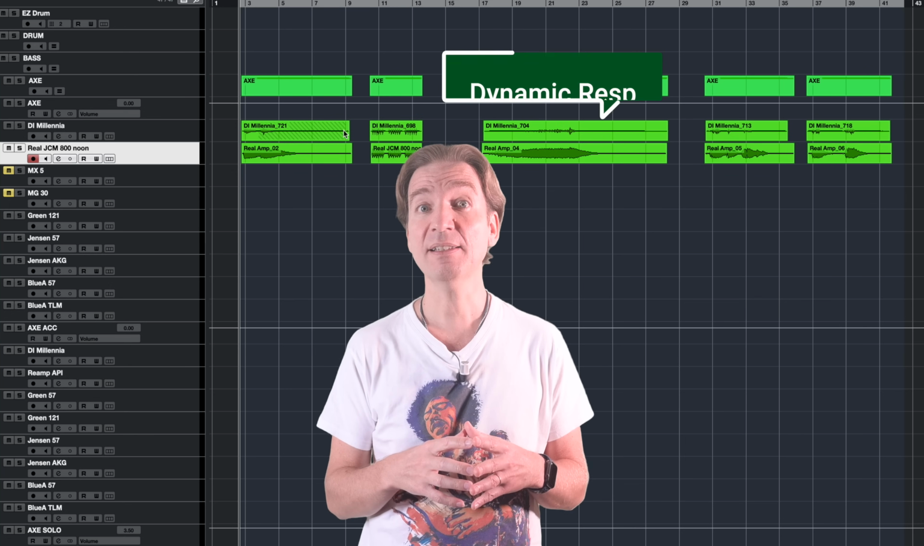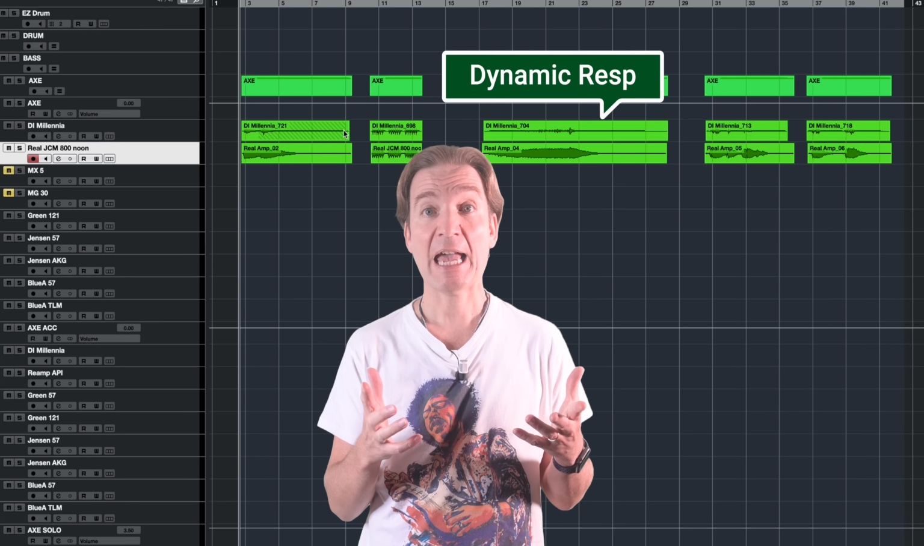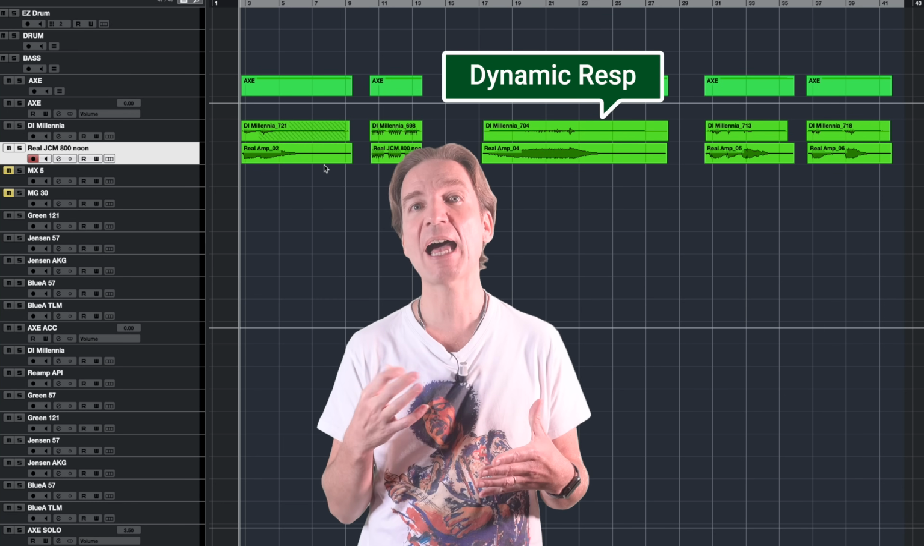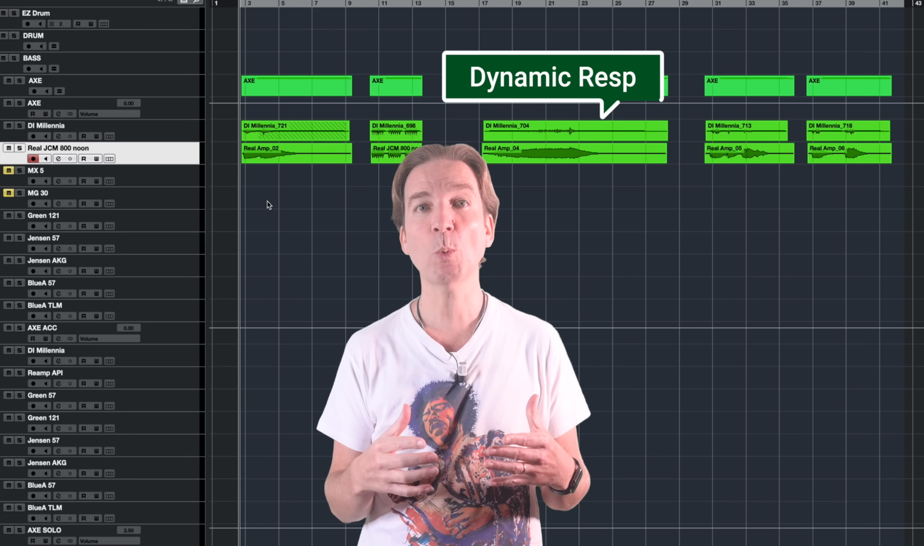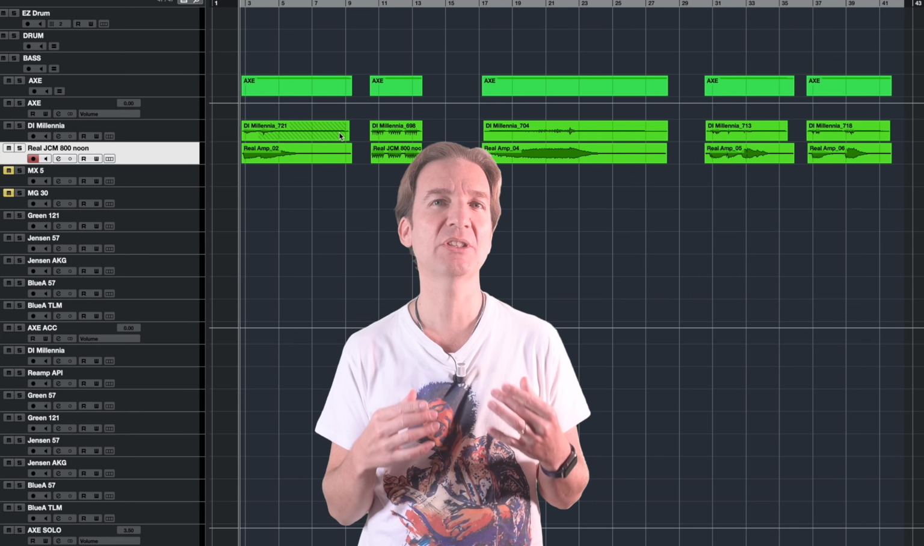Then, with the third lick, we will test the dynamic response of the modelers. I mean, the way the modelers clean up and break up according to the volume of your guitar or how softly or hard you push the strings.